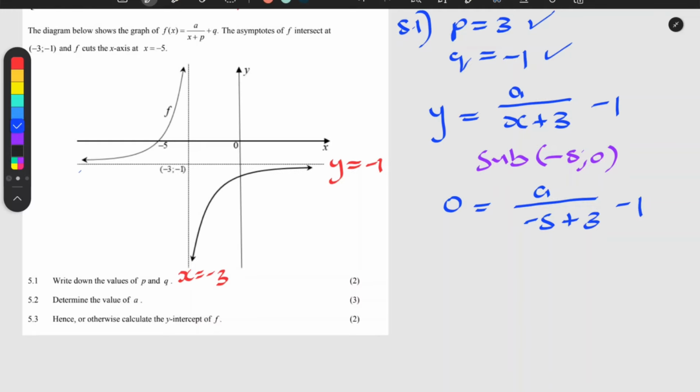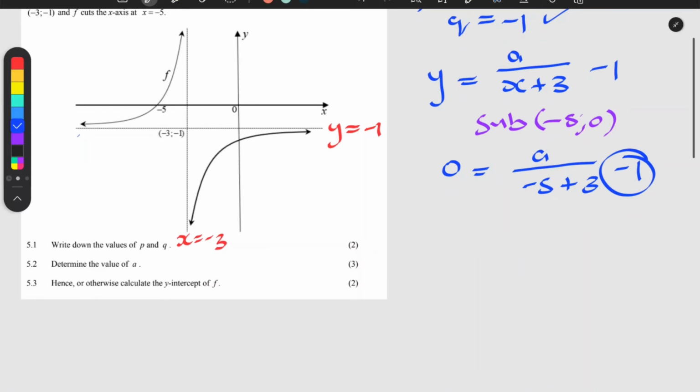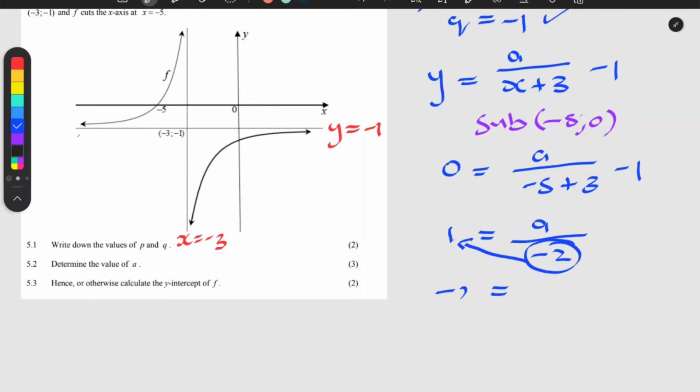So my y becomes 0 and my x becomes -5. So I'm doing that. Now I'm taking the 1 over first. So this becomes a +1, a over, then you can simplify this. That is -2. You cross multiply. This times 1 is -2a. So a is -2. So there we solve for a.